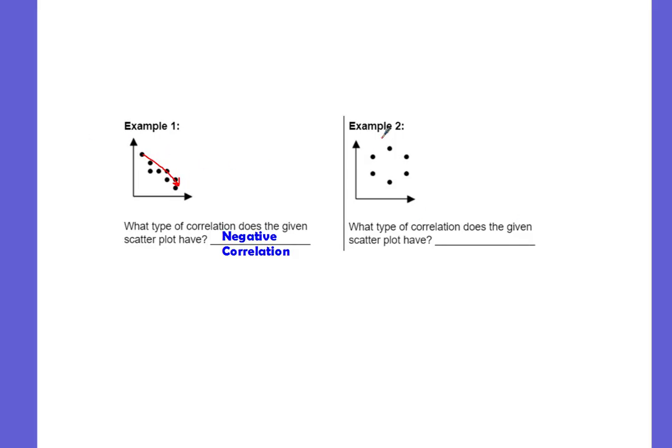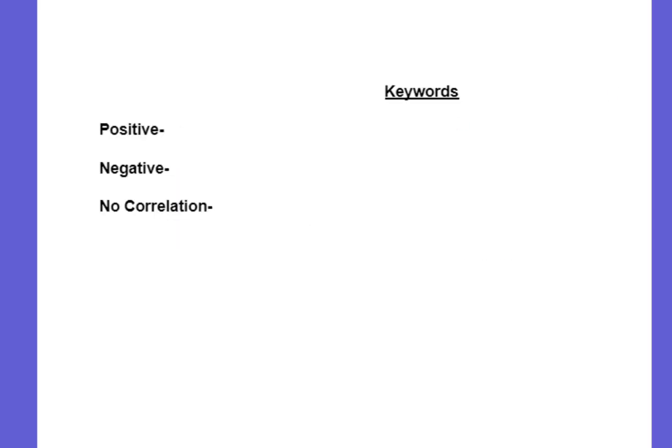Okay, example number 2. What type of correlation does the given scatter plot have? If you selected no correlation, you're correct, because some of these are downwards, some of these are upwards. There's no pattern in how these pairs are on here. Okay, let's go ahead and talk about if we have real-world problems.